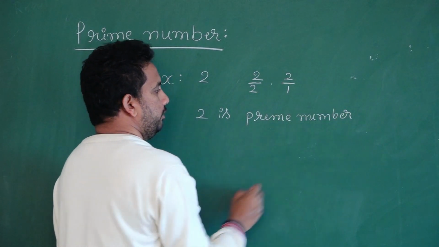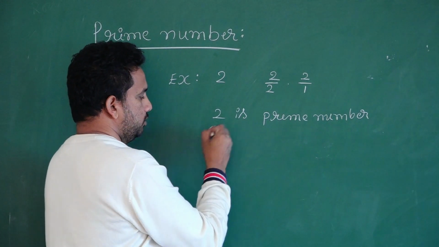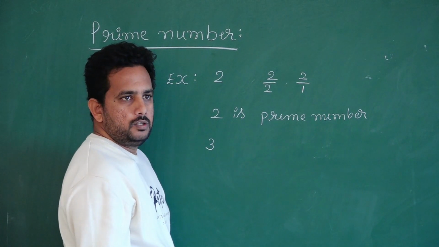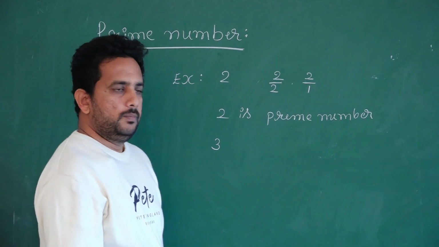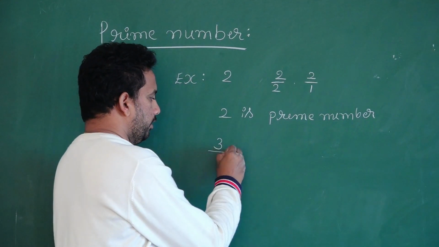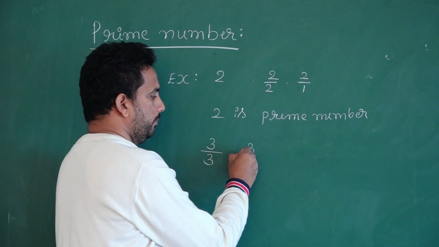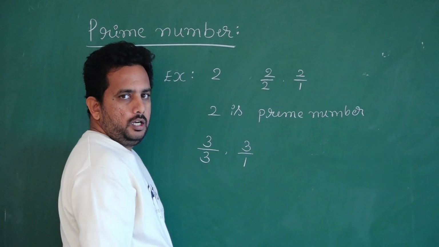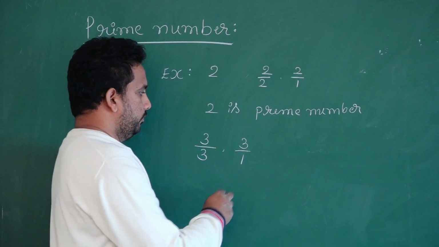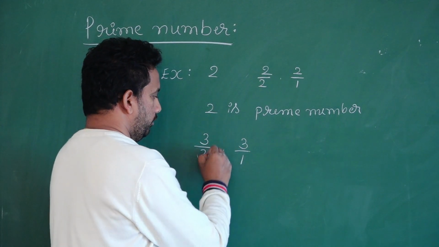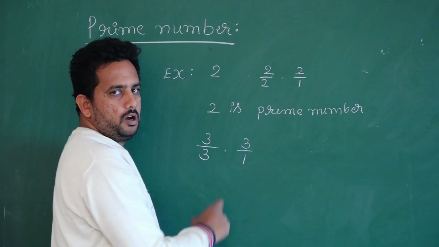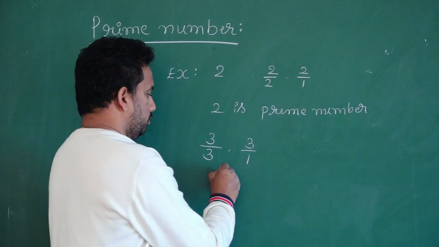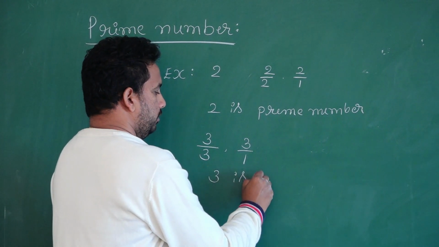Let us take another example, 3. 3 is also a prime number. Why do we call 3 a prime number? Because 3 can be divided by 3 and 3 can be divided by 1. No other number divides 3. So that's why 3 is called a prime number.